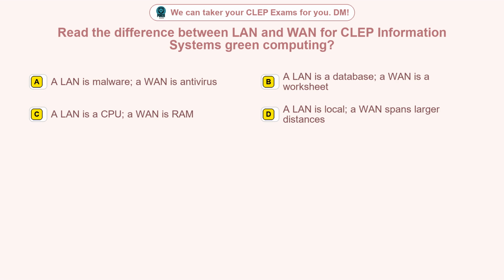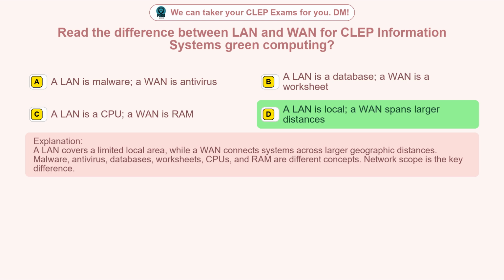Question 57. Read the difference between LAN and WAN for CLEP Information Systems green computing. Option A. A LAN is malware, a WAN is antivirus. Option B. A LAN is a database, a WAN is a worksheet. Option C. A LAN is a CPU, a WAN is RAM. Option D. A LAN is local, a WAN spans larger distances. The correct answer is option D. A LAN is local, a WAN spans larger distances. A LAN covers a limited local area, while a WAN connects systems across larger geographic distances. Malware, antivirus, databases, worksheets, CPUs, and RAM are different concepts. Network scope is the key difference.